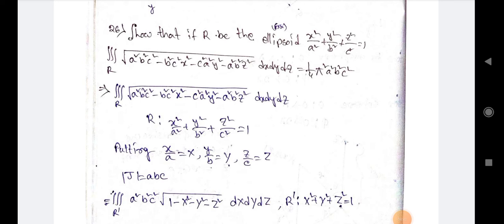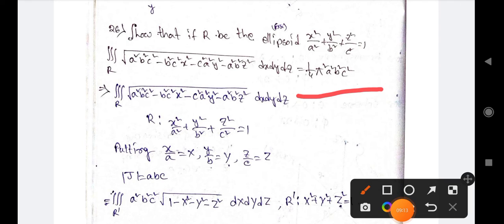So that if R be the ellipsoid x square by a square plus y square by b square plus z square by c square equals 1, triple integration over R of root over of (a square b square c square minus b square c square x square minus a square c square y square minus a square b square z square) dx dy dz equals 1 by 4 pi square a square b square c square.